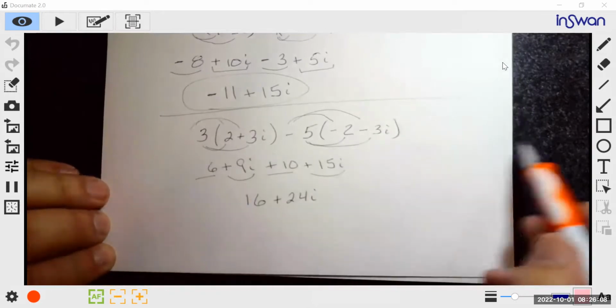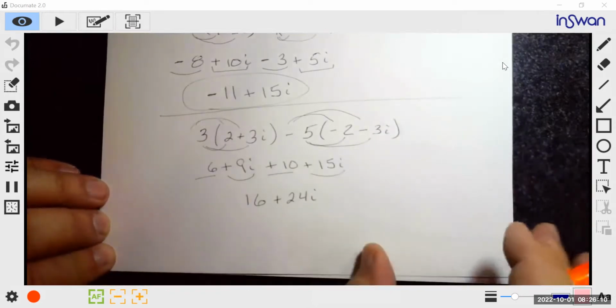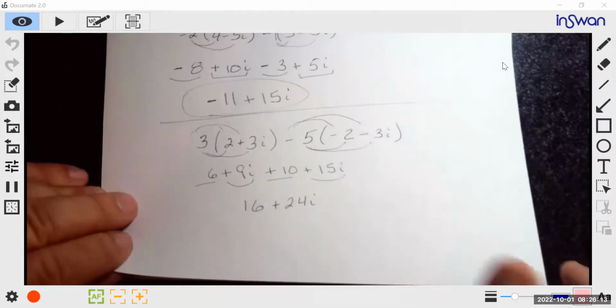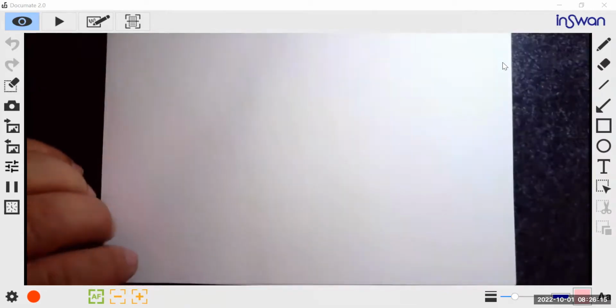And it doesn't matter if there's a lot more of them, 4, 5, or 6 more, doesn't matter. You do the same thing. Get rid of the parentheses, combine like terms.